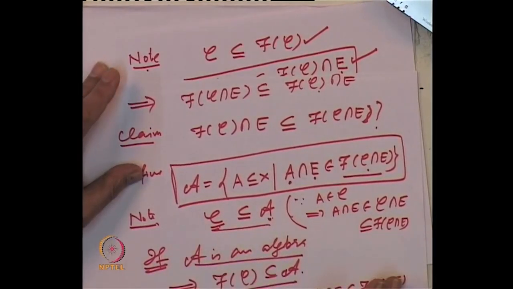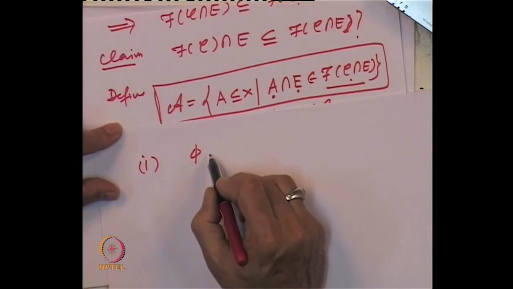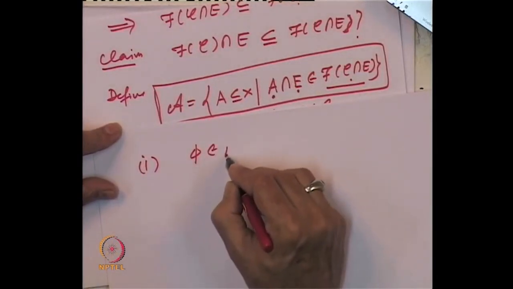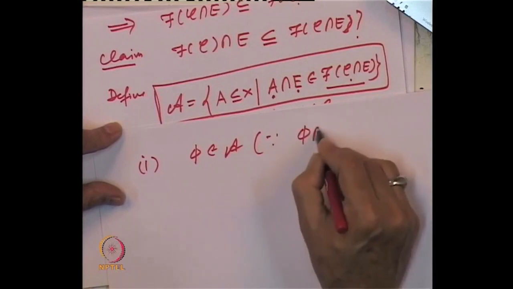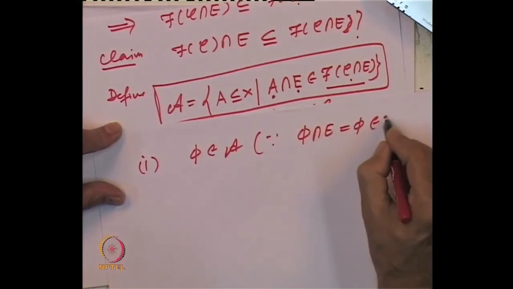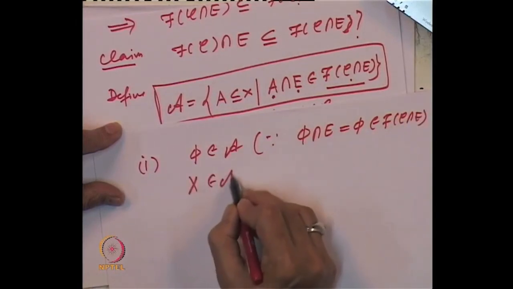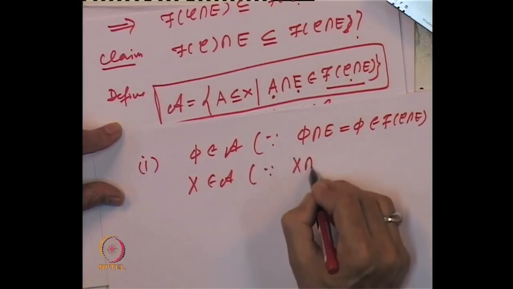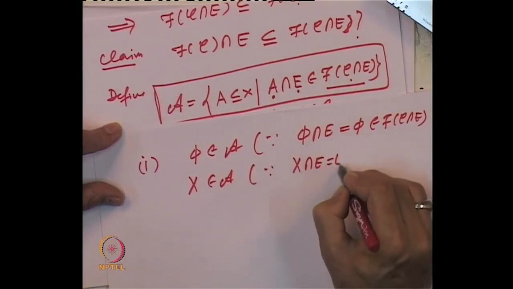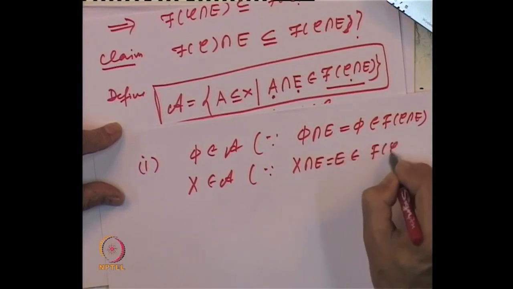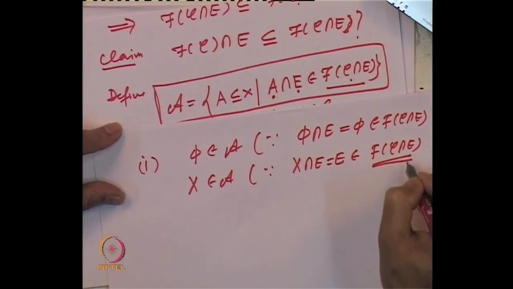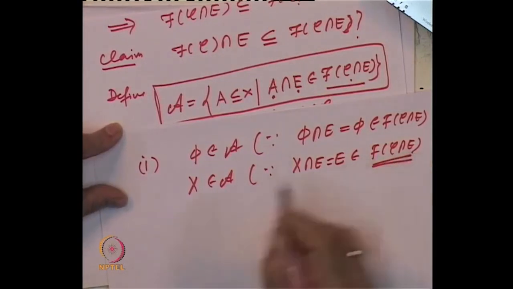So, let us start observing. We want to show this is an algebra of subsets of a set X. To show that, let us observe, one, the empty set belongs to A, because the empty set intersection E is the empty set which belongs to F of C intersection E. The whole space X belongs to A, because the whole space intersection with E, which is E, belongs to F of C intersection E. Keep in mind, this is the algebra of subsets of E generated by this collection.